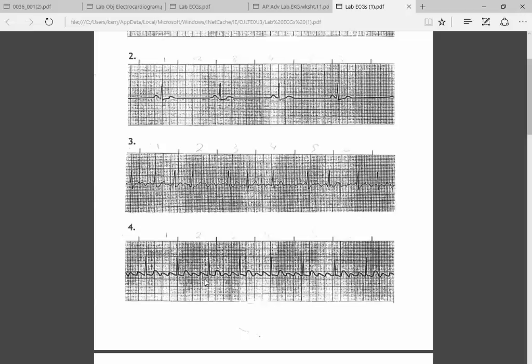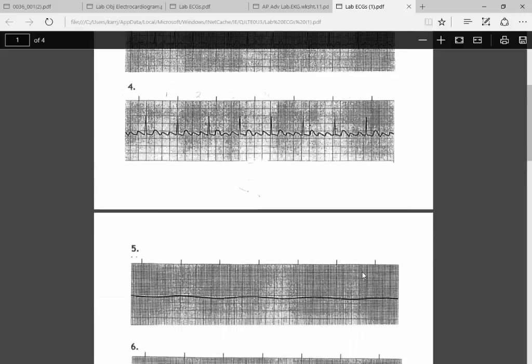All right, number four then. Regular or irregular? Regular. And then the rate? 80 beats a minute, yep. And what type of rhythm do we have here? Yep, atrial flutter. It's got that kind of sawtooth appearance to those P waves.